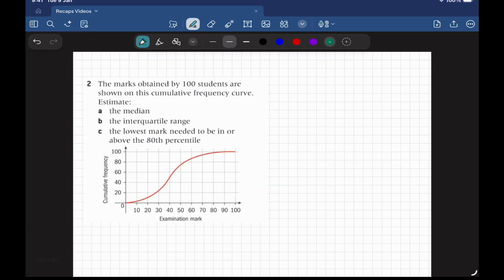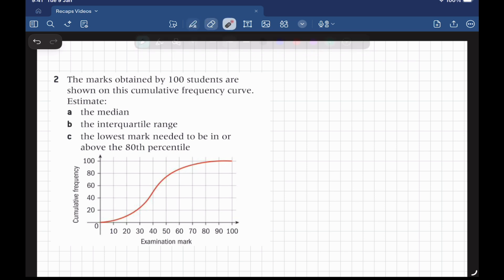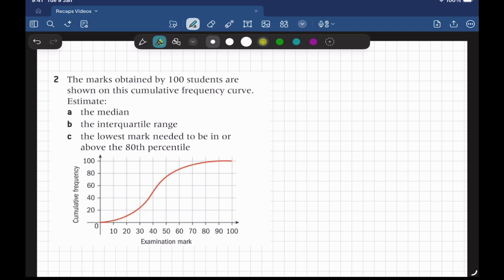Then we have example 2. This is a second option, when we already have the graph in the exercise, and we need to use the graph, the cumulative frequency curve, to make some estimations. So pay attention. In this case, the marks obtained by 100 students are shown in this cumulative frequency curve. Estimate the median, the interquartile range, and here comes the new thing: the lowest mark needed to be in or above the 80th percentile.